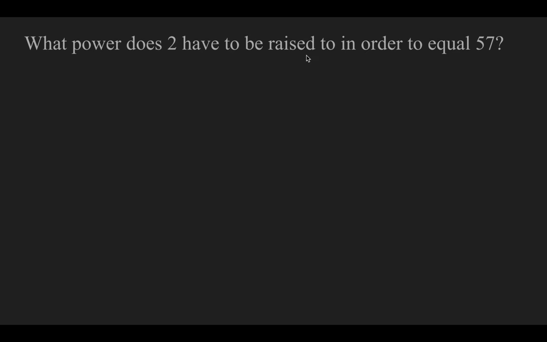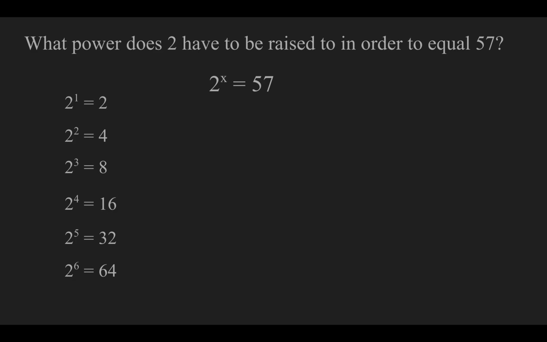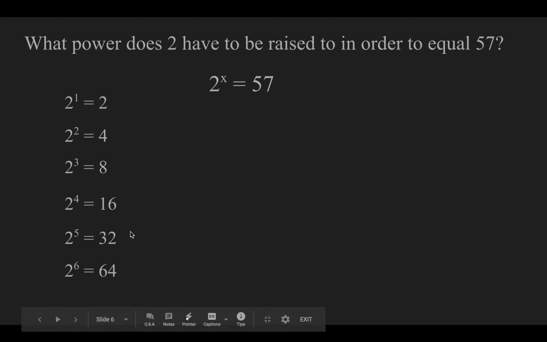What power does 2 have to be raised to in order to equal 57? Here's what this one's asking: 2 to the x equals 57. What is x? Well, let's try our guess and check method. 2 to the first equals 2. Duh. 2 times 2 is 4. 2 times 2 times 2 is 8. 2 to the fourth is 16. 2 to the fifth is 32. Oh, we're almost there. 2 to the sixth is 64. Wait, we overshot it. What is x? I don't know. I know it's between 5 and 6, but who knows? It's anybody's guess where that could be.